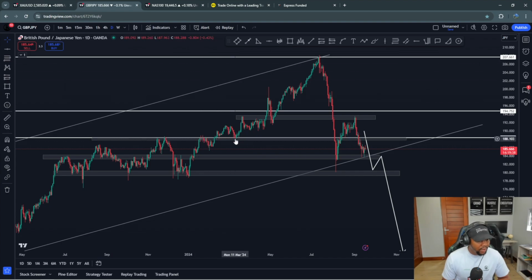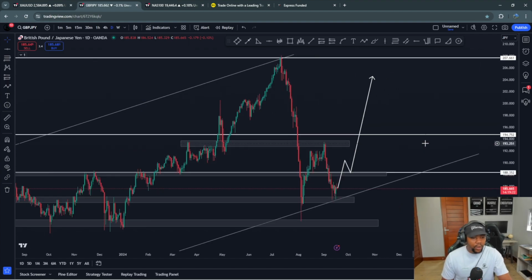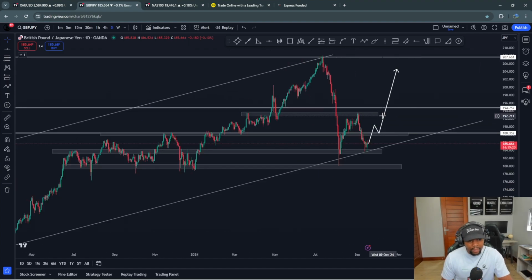Once we're able to push above the structure, we had a retest and it continued pushing all the way towards the upside. If we're able to break above the structure, we can then expect a continuation of our overall bullish trend looking at GBPJPY. Remember guys, this is a daily time frame. We're just looking at the overall.